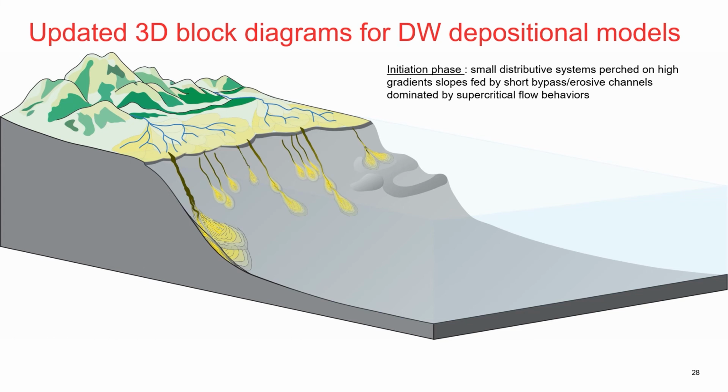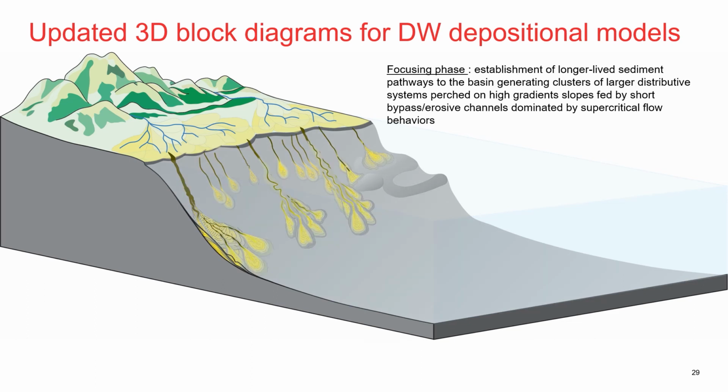Initially, this large fan would start with small distributive systems perched on high gradient slopes, fed by short bypass erosive channels dominated by supercritical flow behaviors. This means retreating mouse bars, and this is also the time where supercritical bedforms would be preserved in the deposit. The mud is dissociated from the sandy mouse bar and deposited as fringes to the lobes, or carried downslope.